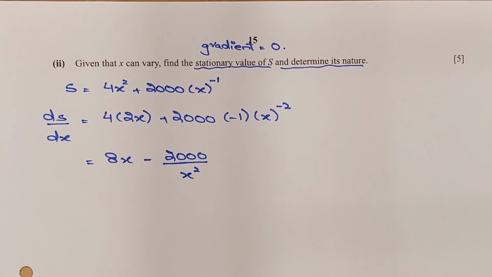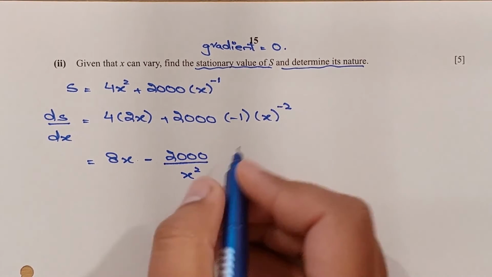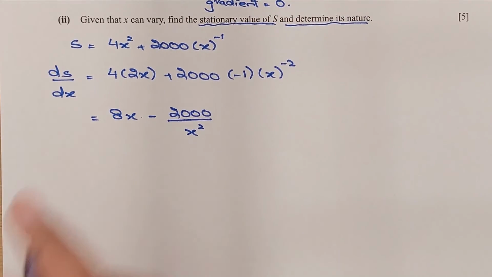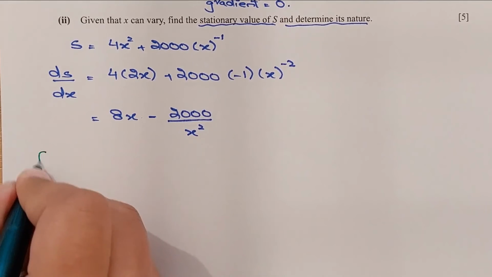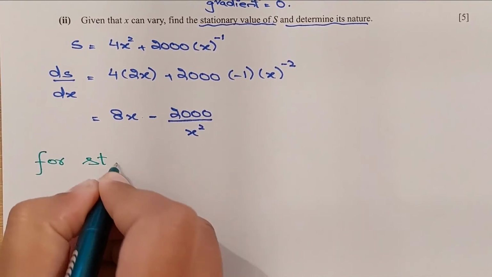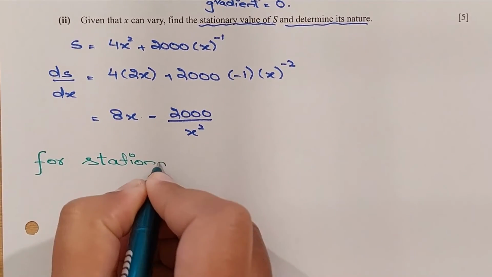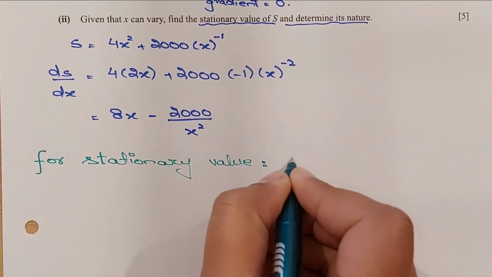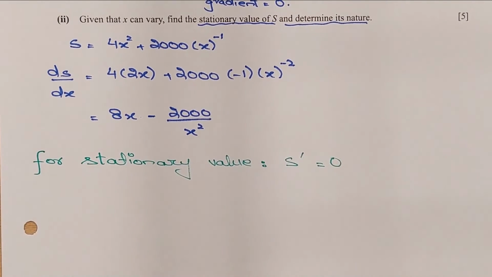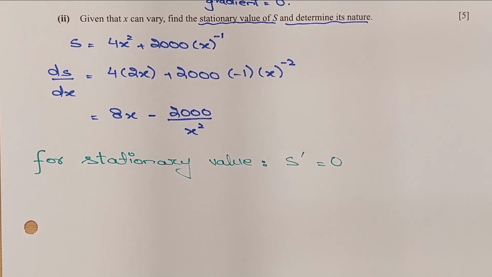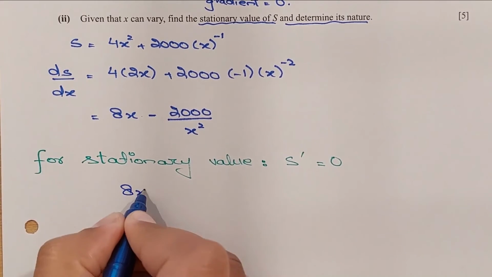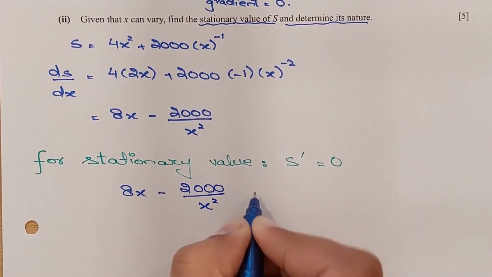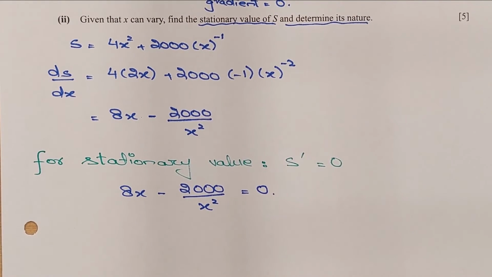So this is the derivative, the gradient of S, and we have to put this gradient equal to 0 for the stationary value. So for the stationary value, S prime equals 0, dS over dx equals 0. So 8x minus 2000 over x square equals 0.